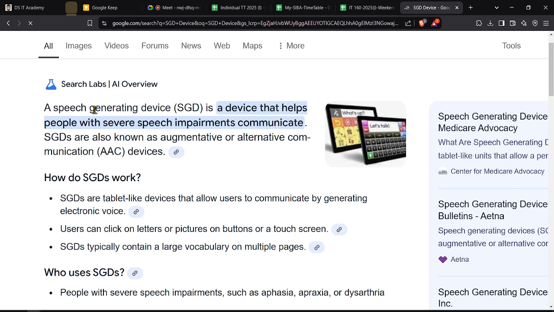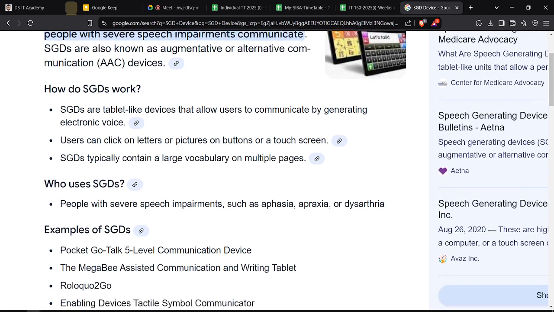A speech generative device is a device that helps people with severe speech impairments communicate, right? Imagine someone has difficulty talking. He or she can't talk. In that case, this device is intelligent, and maybe it uses some signals, or reads your facial expressions, and it will show text for the other person. It's like Google Translate, right?